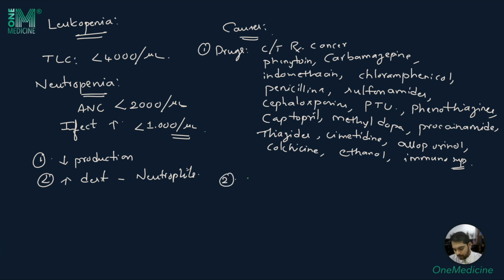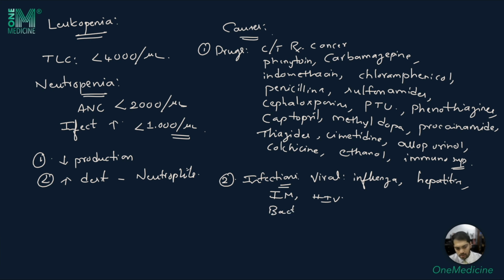The second cause of neutropenia includes infections. This is due to increased peripheral destruction of neutrophils for the most part, and these infections include viral, such as influenza, hepatitis, infectious mononucleosis, HIV, bacterial infections including typhoid, miliary TB, miliary tuberculosis, as well as fulminant sepsis. Malaria can also cause neutropenia.